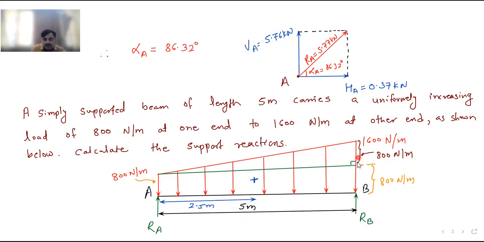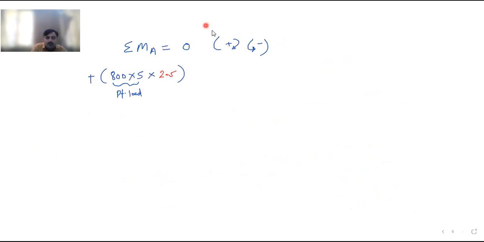Now see this triangular area. The area of the diagram gives you the magnitude of the point load. Now this is a triangle. What is the base of the triangle? This base is given as 5 meters, and this height is 800. So what is the conversion of UVL into the point load? It is half into base, which is 5, into height, which is 800. This is the point load, the conversion of UVL into the point load.